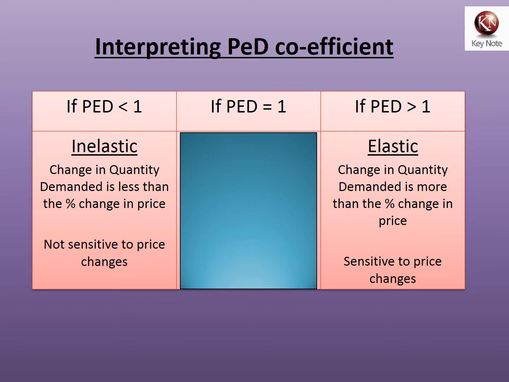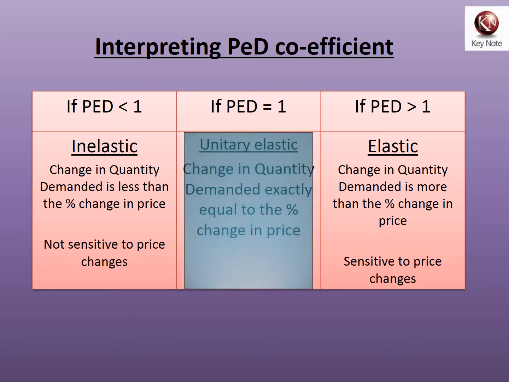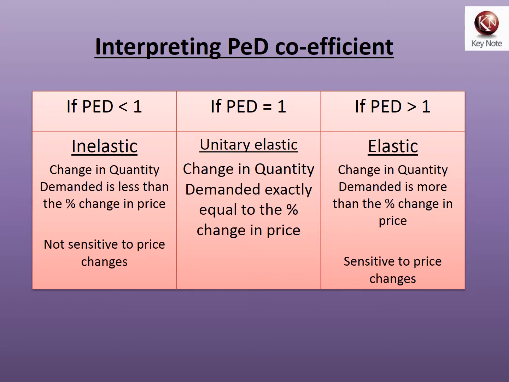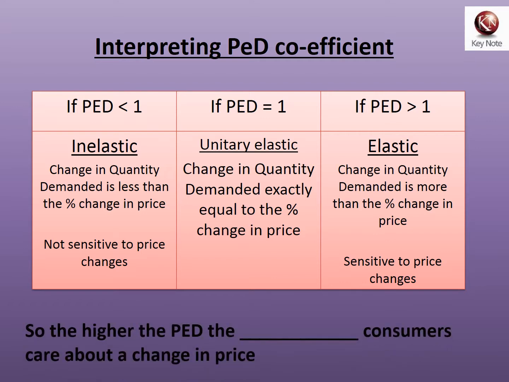Now, rarely you will get a PED equal to 1, which is basically unitary elastic. So the percentage change in quantity demanded is exactly equal to the percentage change in price. It's very rare that you'll find a product like that. So the higher the PED, the more consumers care about the change in price. That's the simple way of putting it. The higher the PED, the more people care about how much it actually costs.